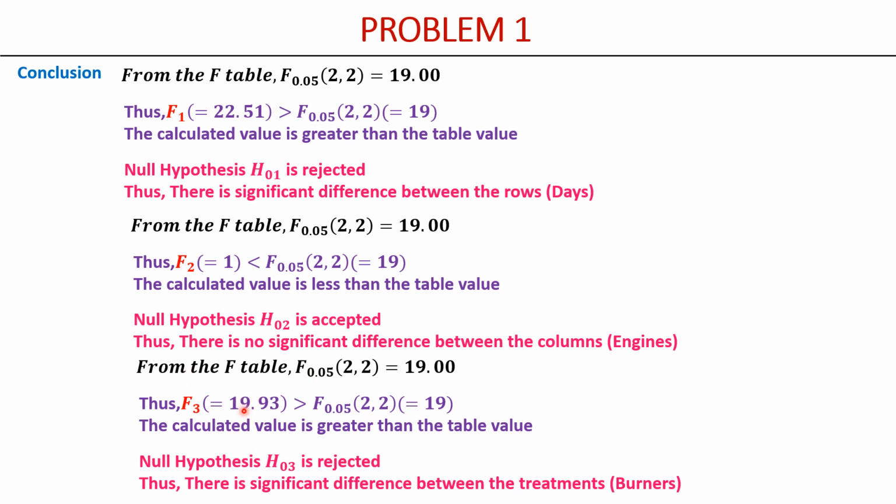And finally, the question that is asked is only with respect to the burners, though we did the other two also. So 19.93 is the value. It is greater than 19. So I reject H03 and I say there is a significant difference between the treatments, which in our case is the burners. So difference in burners does show a difference in the yield. So therefore, that's our basic conclusion. But since rows and columns we did not omit here, we did that part also as an additional part in this particular problem. Let's look at the second problem now.